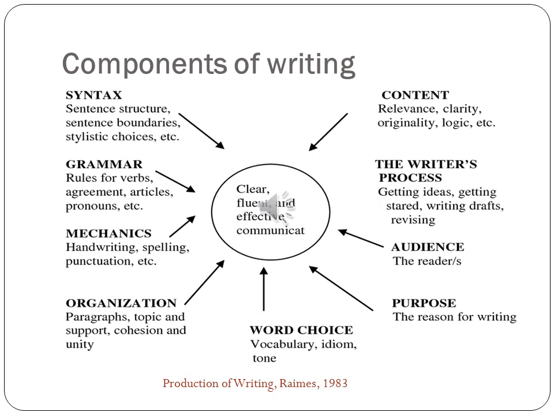Here we have to look at the word choice in terms of vocabulary, idioms, and tone. Also, we should take care of the syntax, the sentence structure, boundaries, stylistic choices, and so on. Grammar: rules for verbs, agreement, articles, pronouns. And also we have mechanics like handwriting, spelling, punctuation, and organization. Of course, it's one of the key components as well. Here we should look at the paragraphs, topic, support, cohesion, and unity. And this is taken from Ramis 1983 about production of writing.